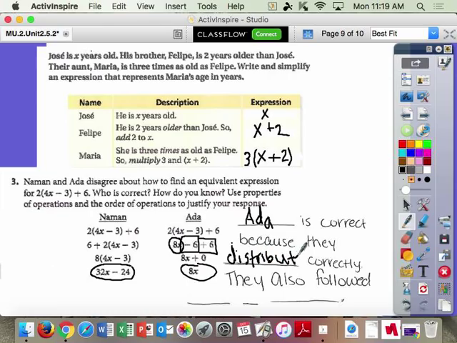This person distributed correctly. This person also followed what we call order of operations. They followed order of operations. So make sure that you get that all written down. Make sure that you also have your other items completed on this Canvas module.